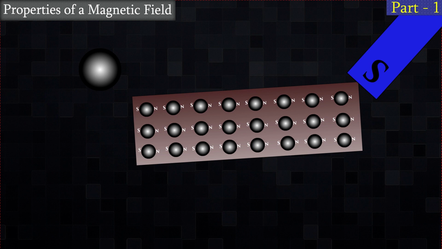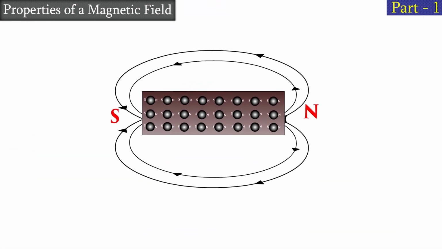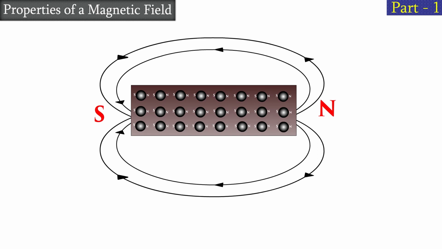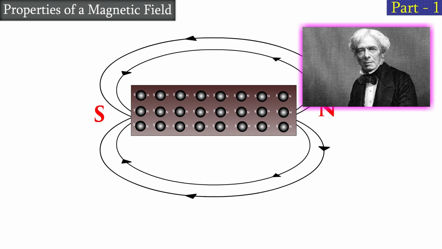Each particle is a magnet. This magnet has two poles. One is the north pole and the other is the south pole. Magnetic force is represented by the magnetic lines of force. Magnetic lines of force always run from the north pole to the south pole. This has been explained by the scientist Michael Faraday.